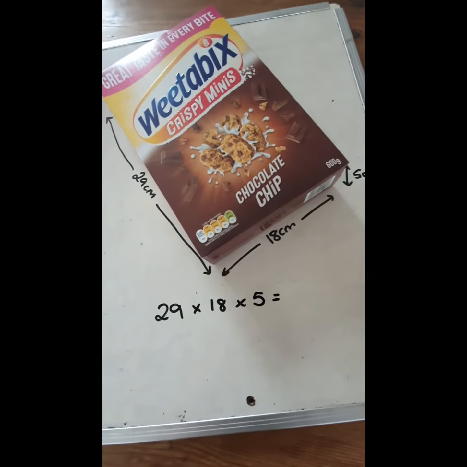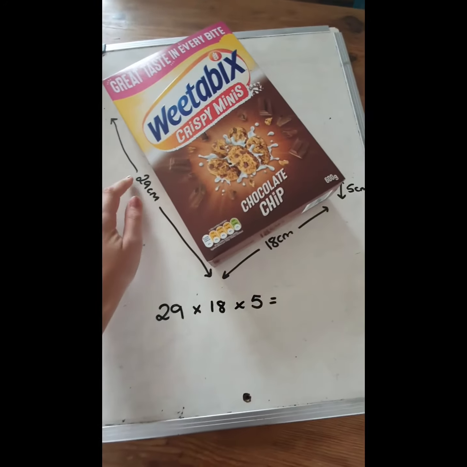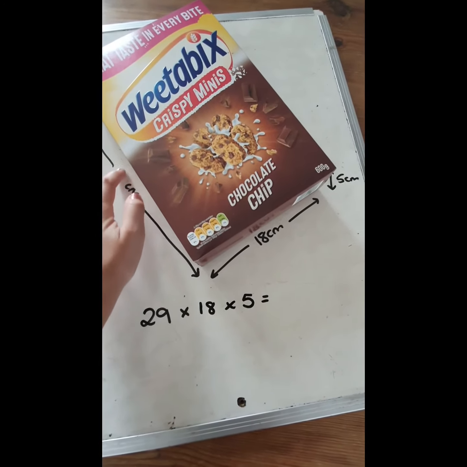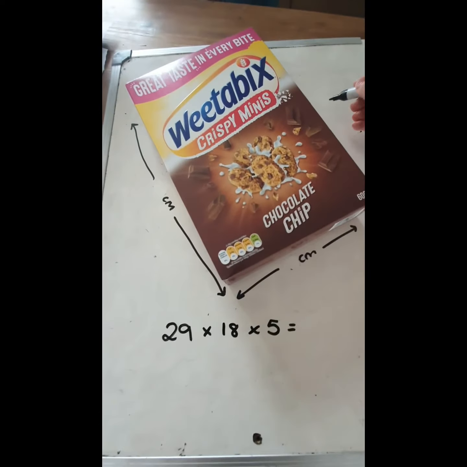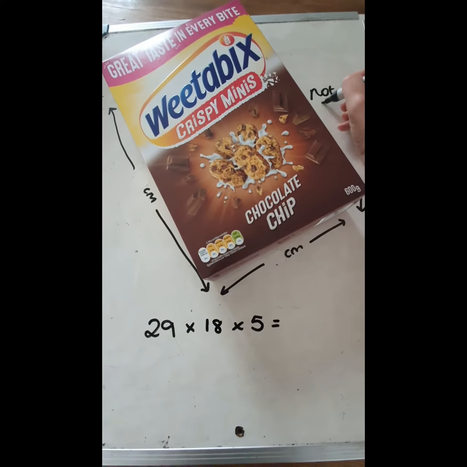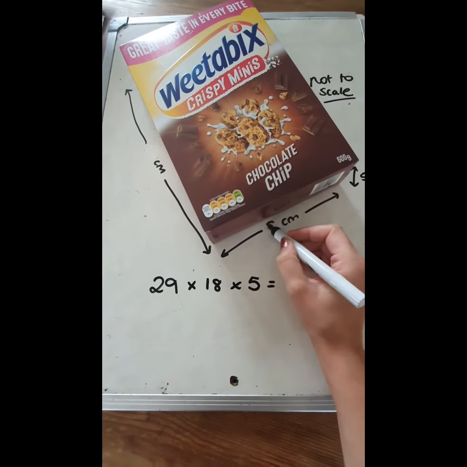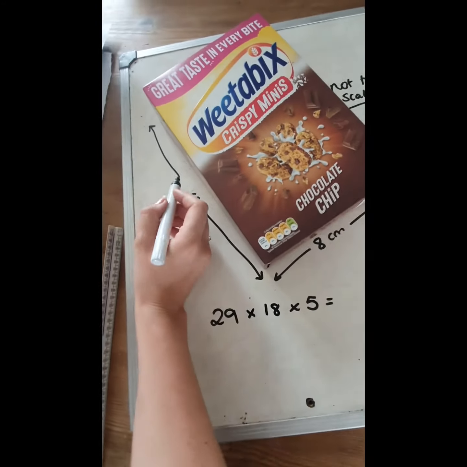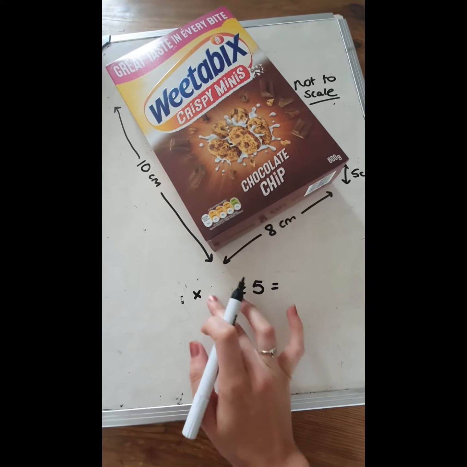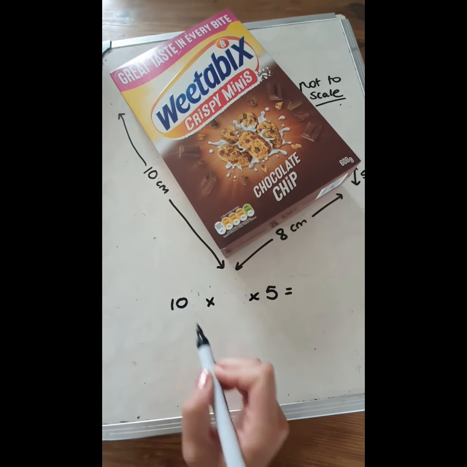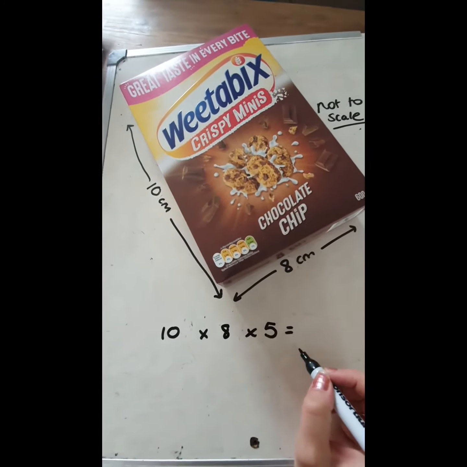Now this is a little bit tricky to do, so I'm just going to change the numbers for this question, so I can show you a more realistic example of what a year 5 volume question would look like. Let's say, and now I'm going to write, this is not to scale, this is not accurate, okay? I'm going to keep 5 here, I'm going to turn this to an 8, and I'm going to turn this to a 10. So let's change these numbers, and let's say my Weetabix box is 10 centimetres by 8 centimetres by 5 centimetres.